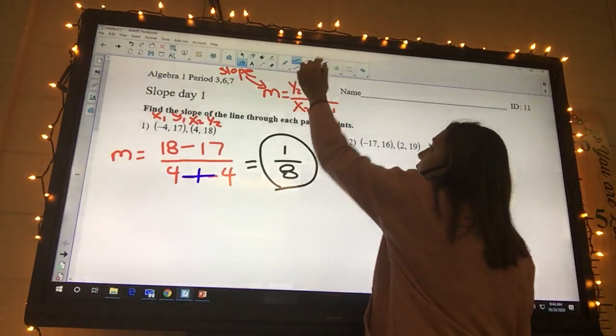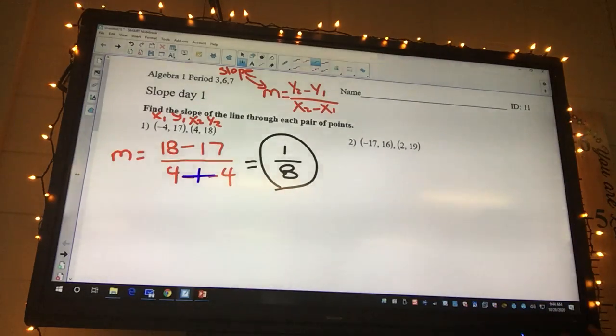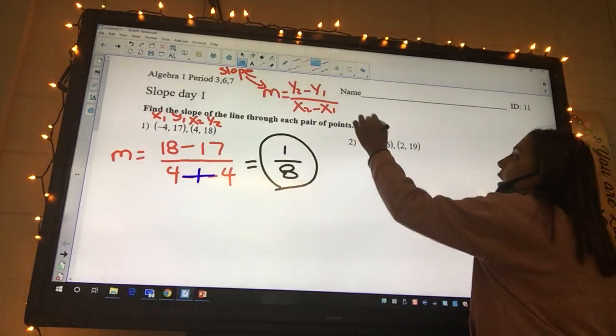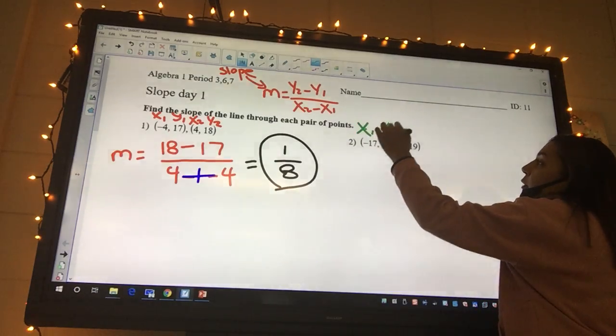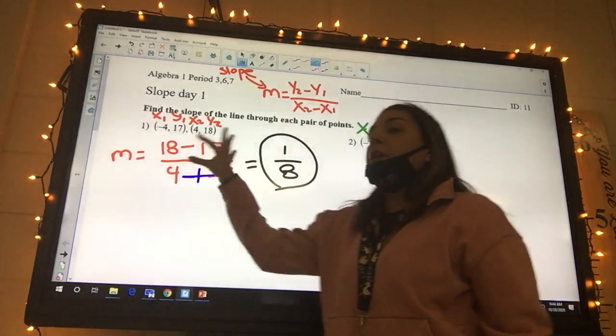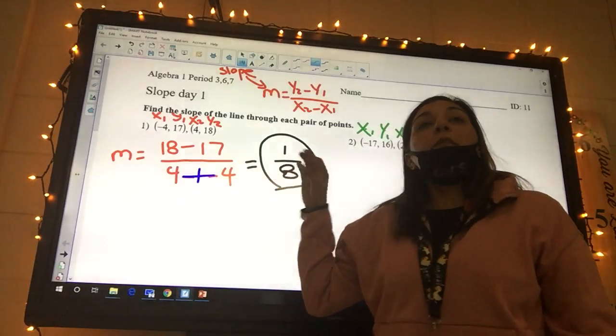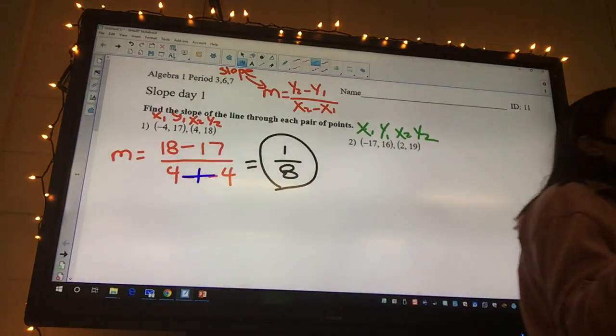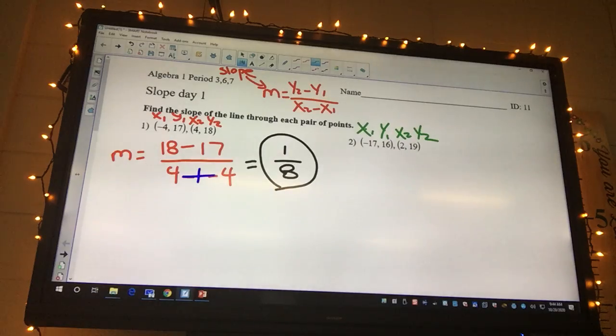Our very first step is to do what? Label. And if we don't label, I should have shown you on that one, and I will real quick. If we forget to label, because this is subtraction, you cannot put the stuff in the other order. It doesn't work that way.